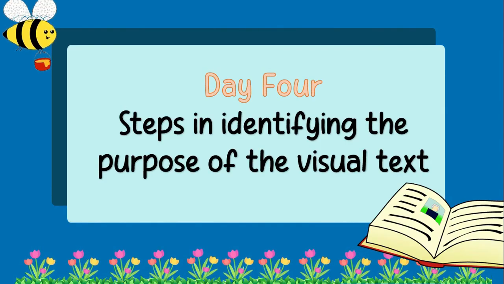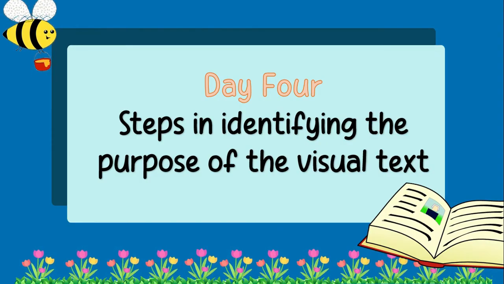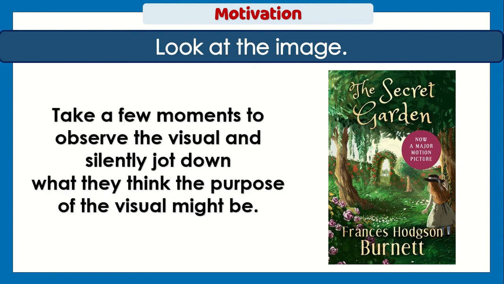For day 4, steps in identifying the purpose of the visual text. Look at the image. Describe how the visuals on the cover might reflect the story's themes of growth, transformation, and the power of nature. Take a few moments to observe the visual and silently jot down what you think the purpose of the visual might be.